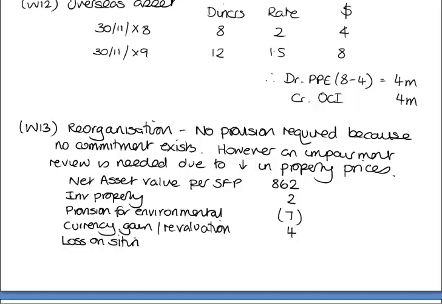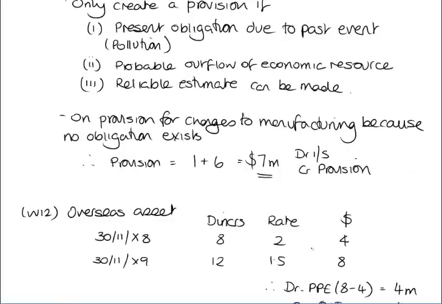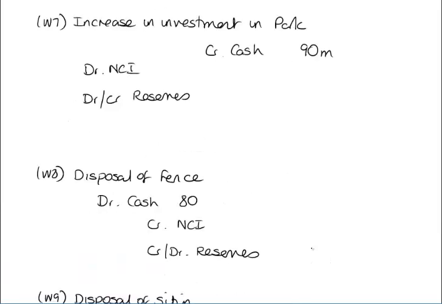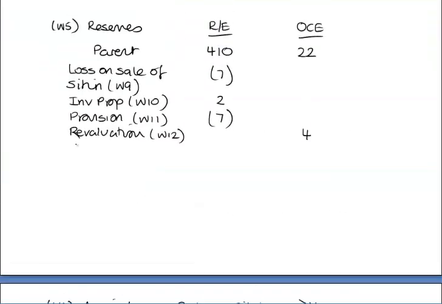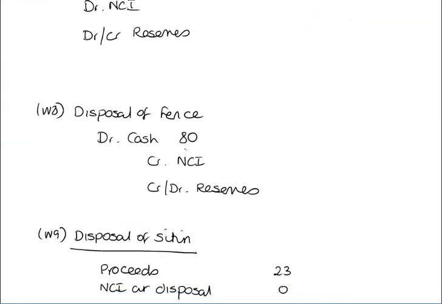We've got the loss on Sitin, which I should have put through. Sitin was in the accounts at 16, but remember we've said that its fair value is only 13, so that's a loss of 3. Oh, sorry, I meant to do that up here as well. I'll come back to that in just a sec. Remember, it was in the books at 16. We've said that the fair value of the associate's only 13, so I've got to reflect that decrease of 3.